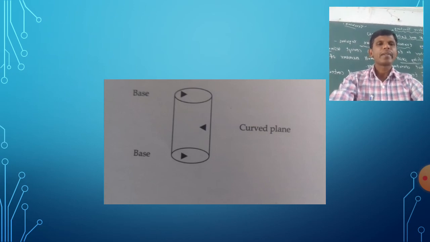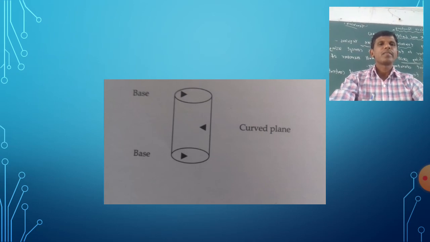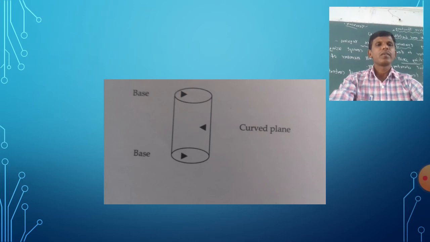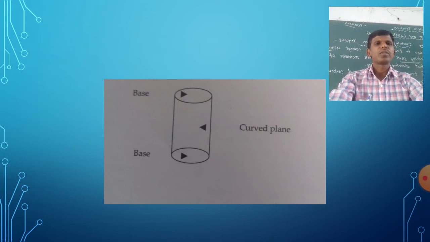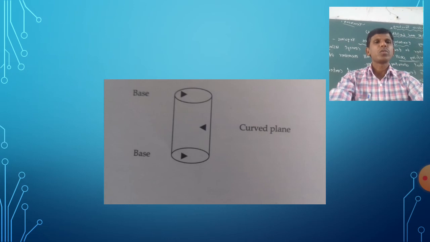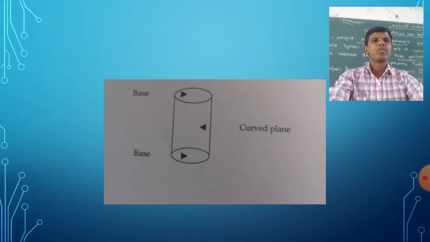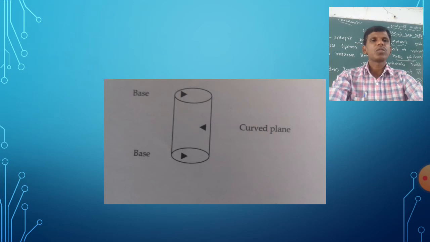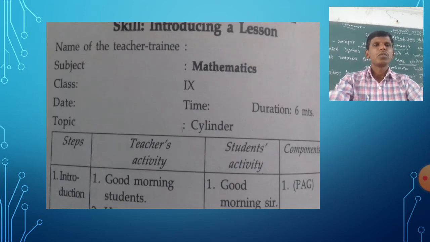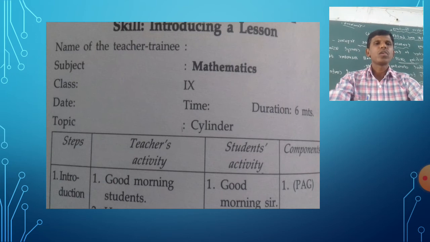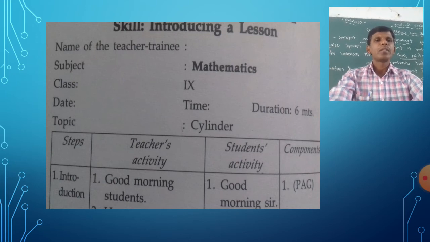batteries, radio batteries and torch batteries, wall clock batteries, road rollers, some similar objects we have to bring to use for the skill. So the required TLM is the images, or at least the real items which are similar in the shape of the cylinder. These are required to start the lesson. So there we need to follow some format to write the lesson plan.